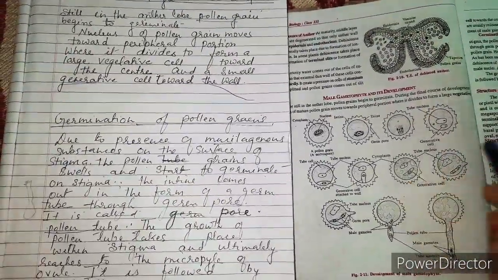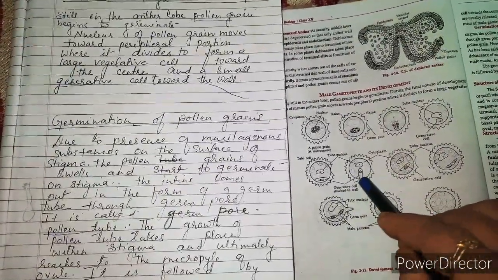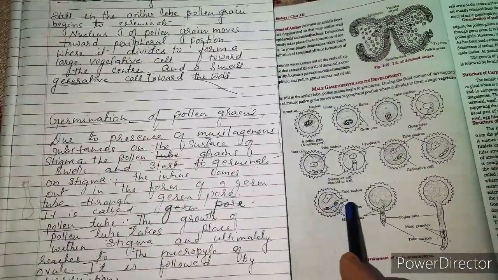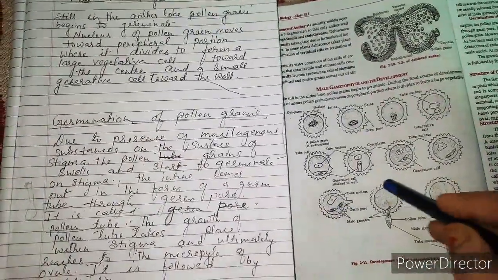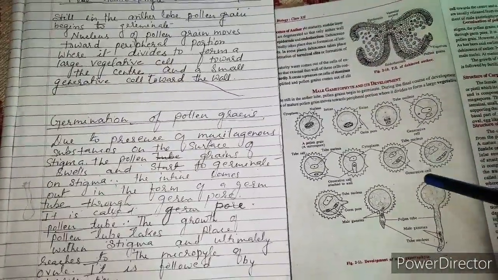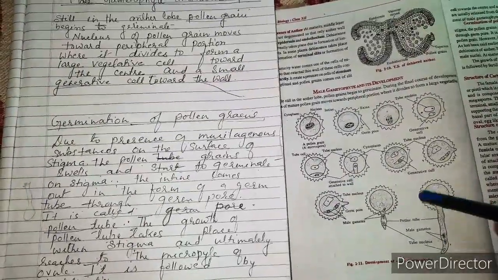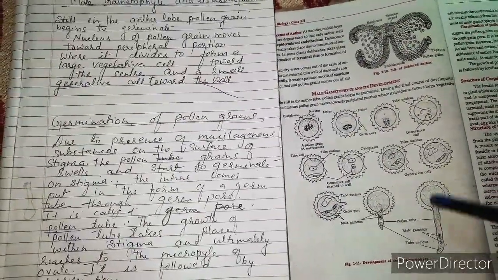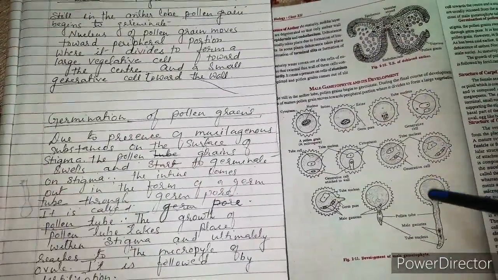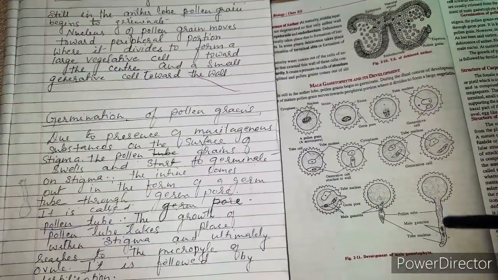Here in this diagram you can see that the intine starts germinating and it comes out from the germ pore. It enlarges in size and now you can see the pollen tube. Actually, it comes out as a pollen tube from the germ pore, having the tube nucleus and male gametes.